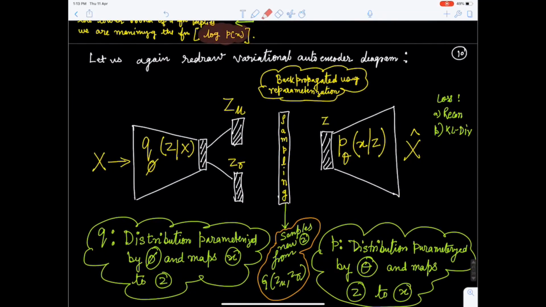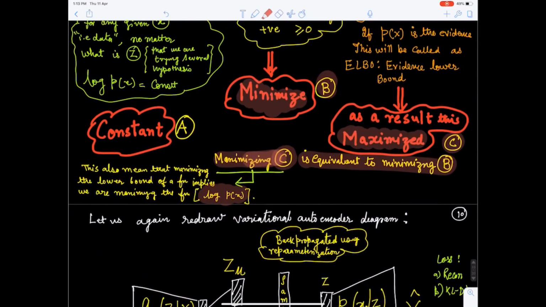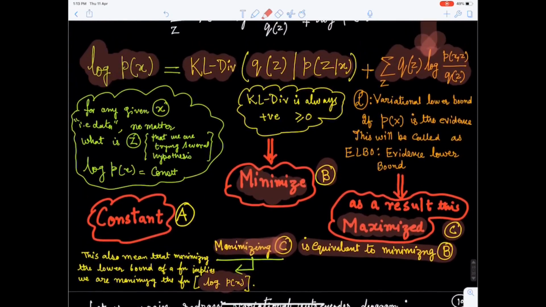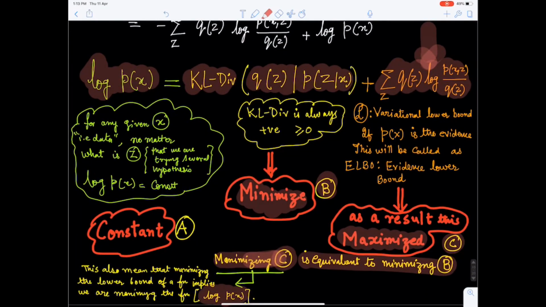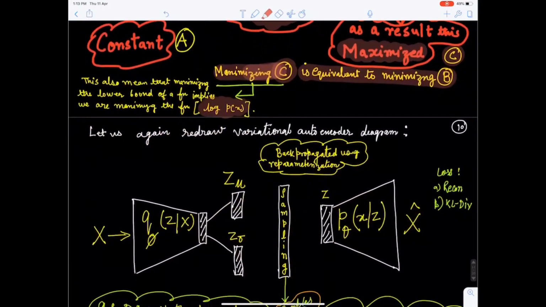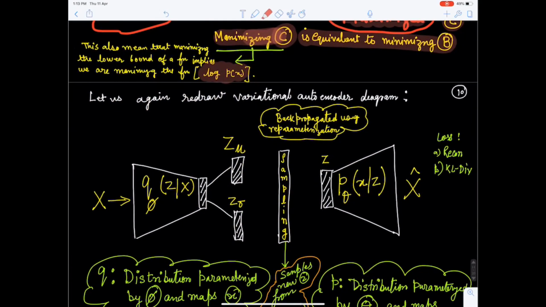Now let us redraw the diagram of our variational autoencoder. The first thing you have to understand is that our work is now to maximize the ELBO. We understand that we want to estimate probability of X, and if we maximize the ELBO, it is also going to maximize our probability of X given a particular data set. So from here, let's look at this variational autoencoder again.